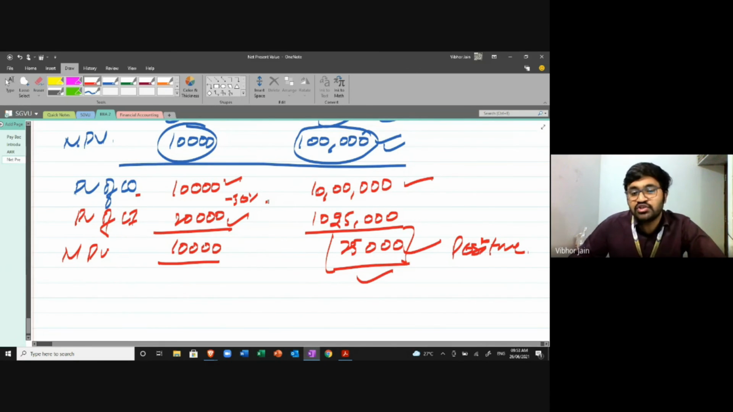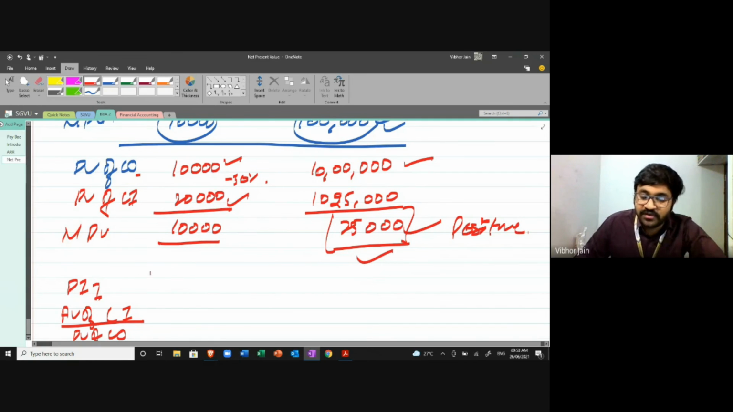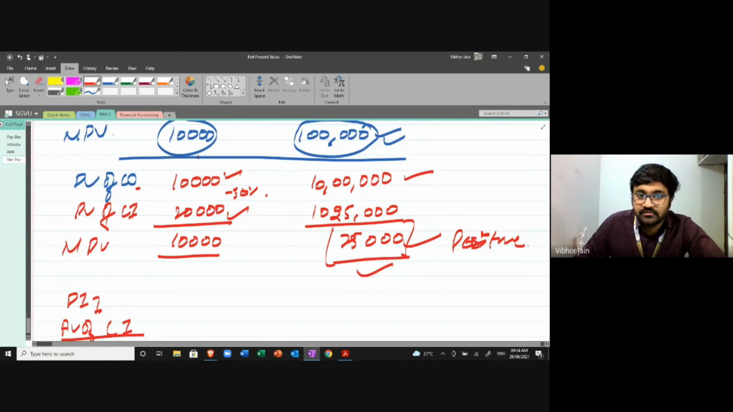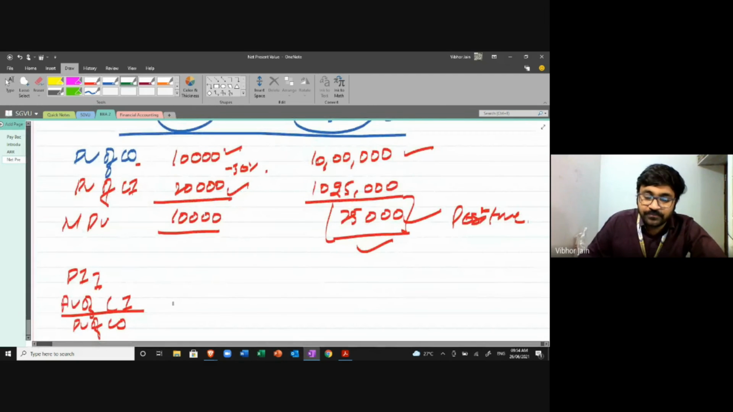So in these kinds of situations, we use profitability index, and the formula for profitability index is PV of cash inflow upon PV of cash outflow. This is the formula. So if I calculate profitability index of project A, the profitability index would be: inflow is 20,000, outflow is 10,000. The profitability index is 2.